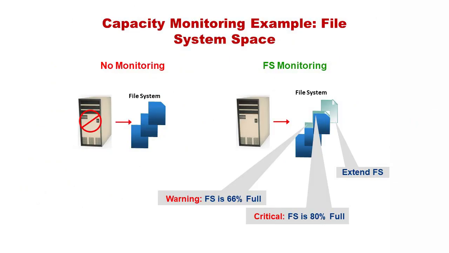You have a diagrammatic representation for the capacity monitoring example, file system space, where you have the warning message, then the critical message, at 66% and 80%.